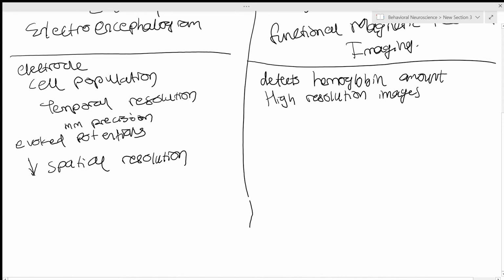But they also need a baseline, in essence something to compare and contrast the picture with. So they're good at telling you where an event took place. In essence, if a certain change happened in the brain, an fMRI is going to be able to tell you where exactly that event occurred, but it's not going to be able to tell you when.